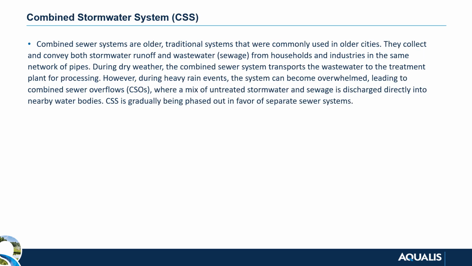Combined sewer systems are older, traditional systems that were commonly used in older cities. They collect and convey both stormwater runoff and wastewater from households and industries in the same network of pipes. During dry weather, the combined sewer system transports the wastewater to the treatment plant for processing. However, during heavy rain events, the system can become overwhelmed, leading to combined sewer overflows, where a mix of untreated stormwater and sewage is discharged directly into nearby water bodies.